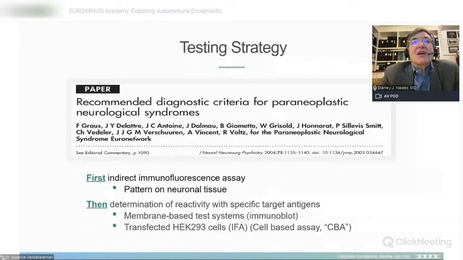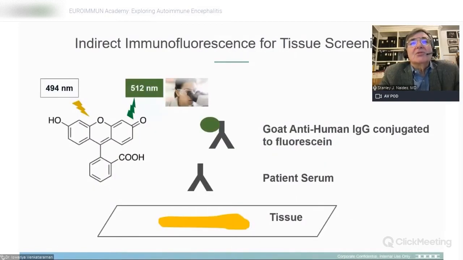So the testing strategy was developed by consensus in a group of key opinion leaders in the field of autoimmune neurology, as published by Dr. Grouse. The approach was to first perform indirect immunofluorescence assay screening on neuronal tissue, preferably an array of neuronal tissues. And then, based on the pattern determined or suggested, to look for reactivity with specific target antigens, either through membrane-based systems, immunoblots, line blots, or Western blots, or transfected cells, typically HEK293 cells, that have been made to express the antigen target. So this is your typical tissue IFA.